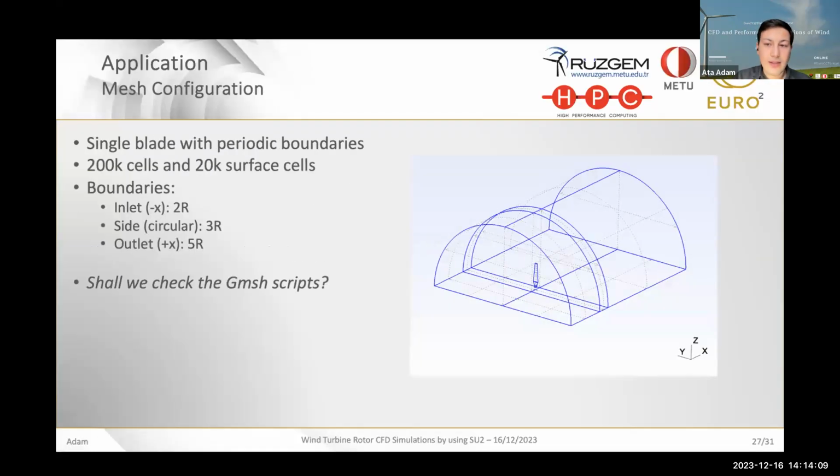So this is the overall view of our mesh. I try to keep it as simple as possible. We have a single blade, just a single blade with periodic boundaries on the Z equals 0 plane. And when you run Gmsh, you'll end up with a mesh with around 200,000 cells and 20,000 surface cells. Now let's check the Gmsh script. I showed you how to call Gmsh with the main Gmsh script, and now let's look into that in more detail.